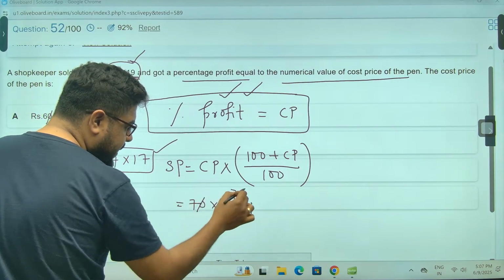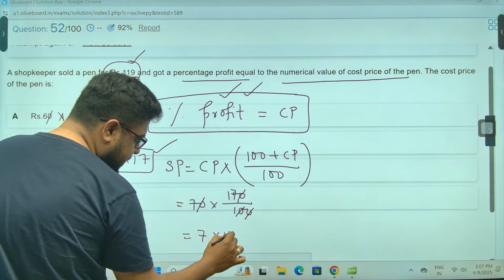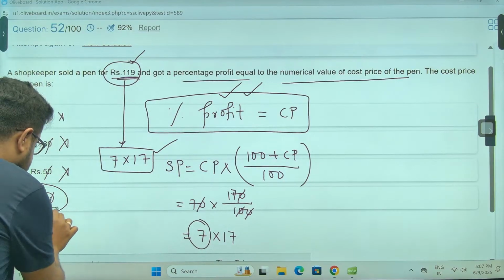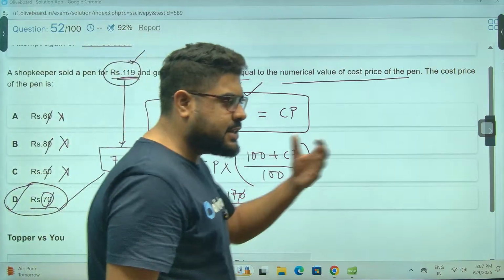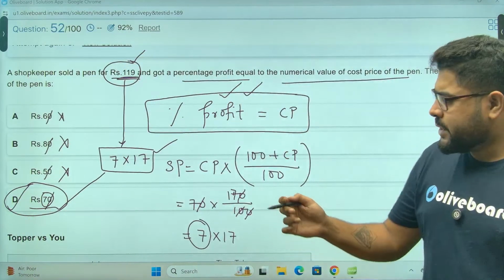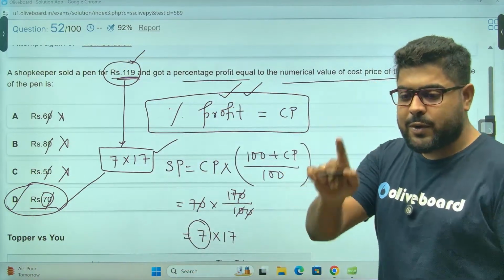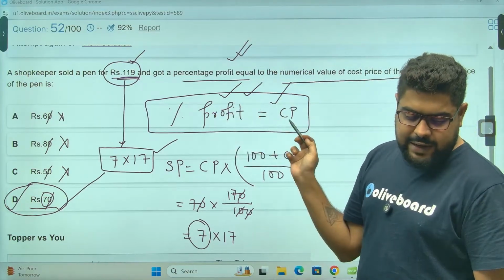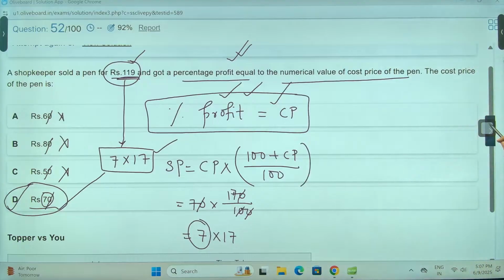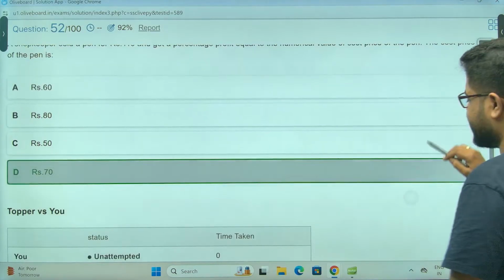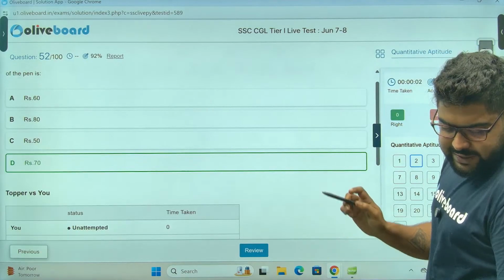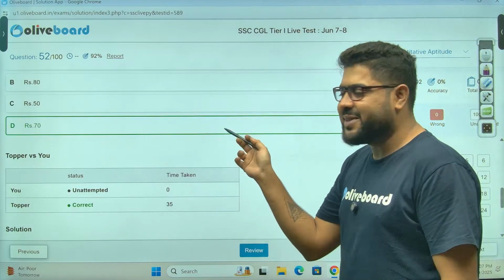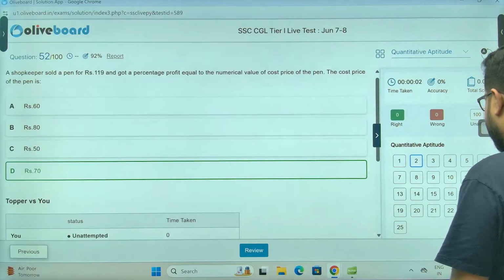Can you guys see why I'm saying it is 7 into 70? So my answer is a multiple of this 7. You see, this is how I figured it out. So I've just gone opposite. It's a 10 seconder if you know. This only happens if this particular statement is there: percentage profit is equal to CP. If this is there, then only you can say this. Perfect. Now, the topper took 35 seconds, so the topper already knew this, because otherwise the question might be a little lengthy.